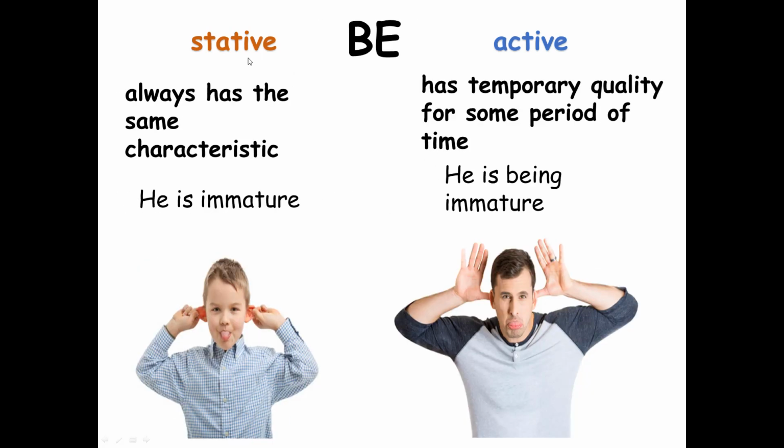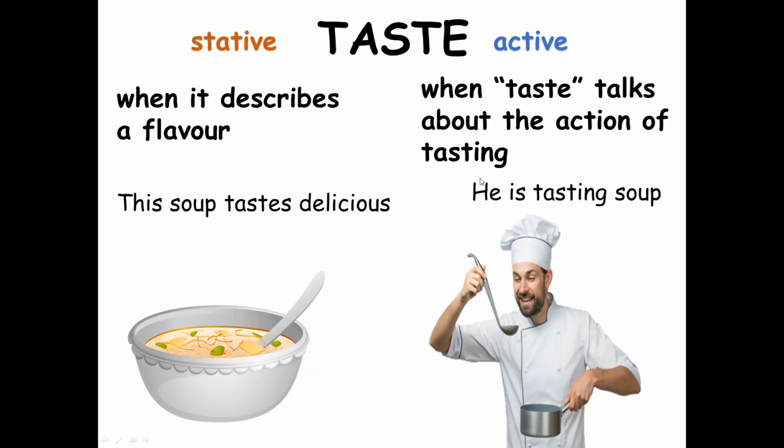Be. As a stative verb, it means always has the same characteristic. For example, he is immature. As an active verb, be means a temporary quality for some period of time. For example, he is being immature.